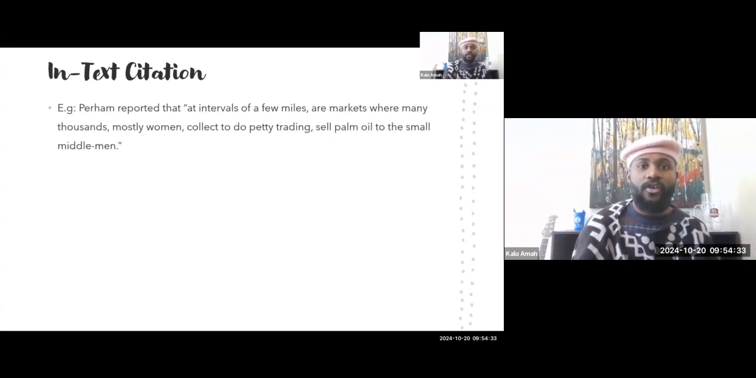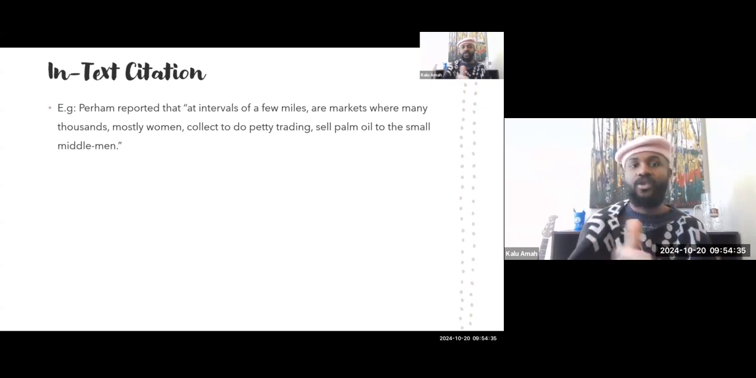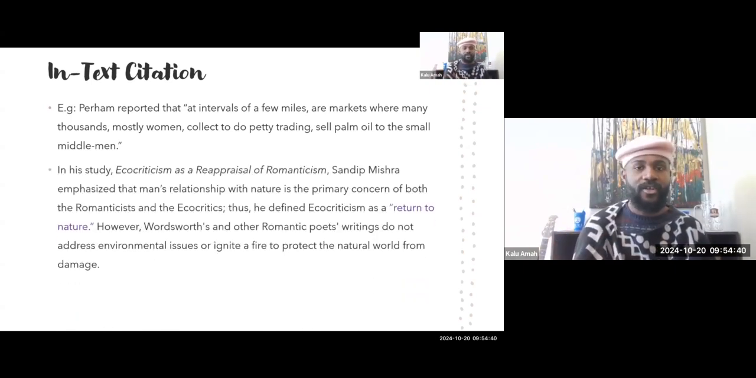I'm going to show you an example. Perham reported that at intervals of a few miles, okay, we've looked at this. This is an example of direct quotation. We've looked at it more than 10 times now. Okay, look at this one. In his study, Eco-Criticism as a Reappraisal of Romanticism, Sandeep Mishra, if you look, I introduced the author's first and second name, so you know that this is MLA citation style. Sandeep Mishra emphasized that man's relationship with nature is the primary concern of both the romanticist and the eco-critics. Thus, he defined eco-criticism as a return to nature. Take note of that direct quotation, return to nature.